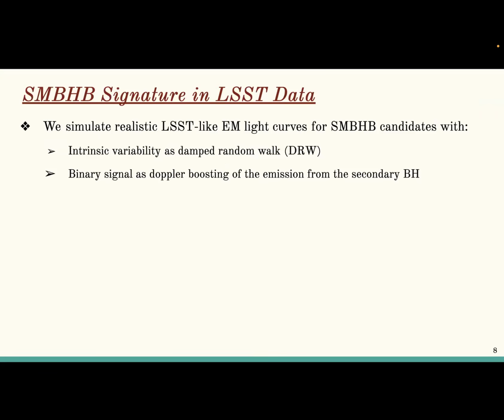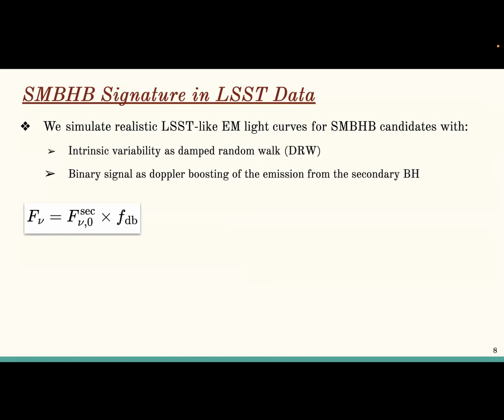To do that, we first simulated very realistic LSST-like EM light curves for supermassive black hole binary candidates, and we used Rubin sync for that. We included intrinsic variable AGN using the damped random walk. And for the binary signal, we assumed Doppler boosting emission from the secondary black hole, the same signal as Sebastian showed in his talk yesterday.